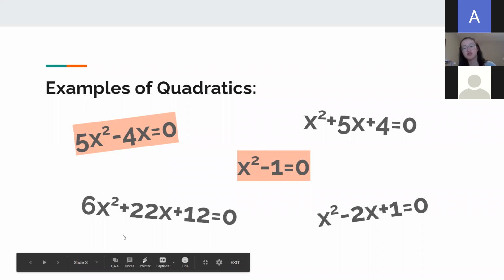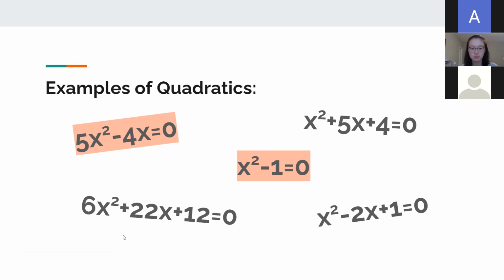You can look at the number of terms. Yeah. So each of them is missing a term. So in your 5x squared minus 4x, you're missing the c. And the c is still kind of there, but the c would just be considered 0. That's kind of the same with x squared minus 1. So in x squared minus 1, you're missing your b term.